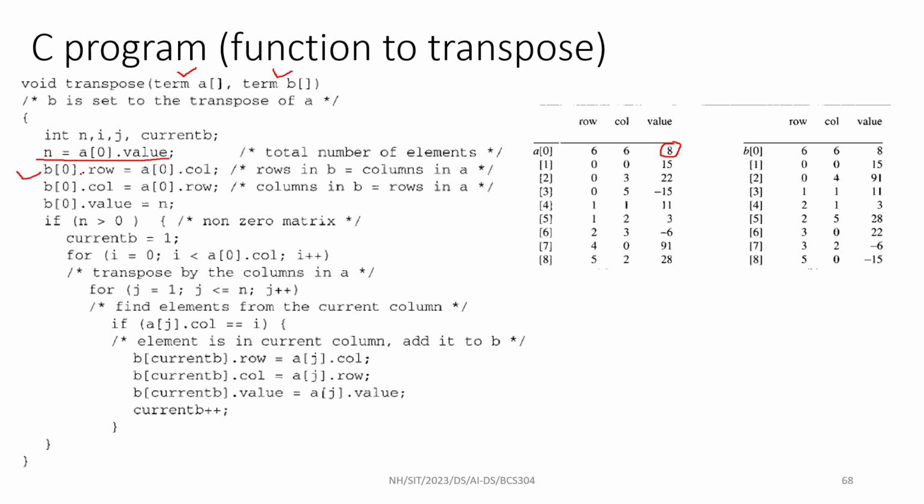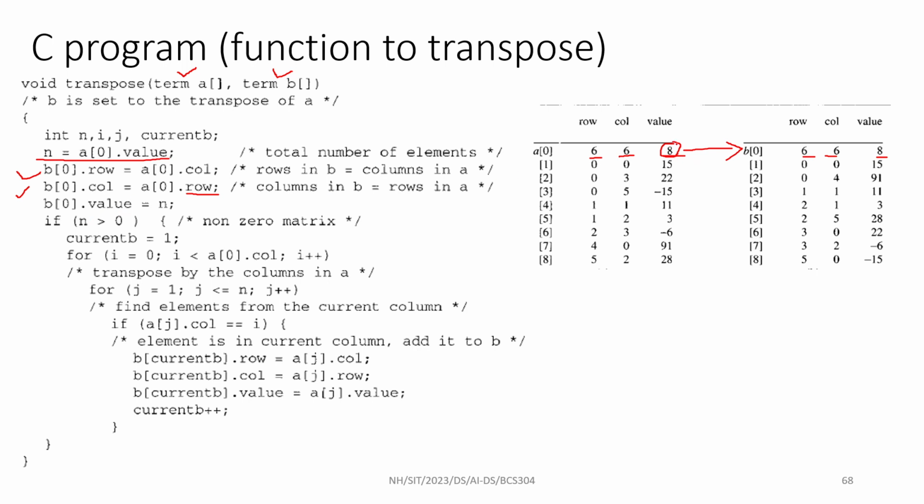Column of A becomes row of B. Row of A becomes column of B. We are going to put these two in the first row itself. In the B of 0 row, we are going to put the column value, the row value, and the value itself. In the transpose matrix, the first entry is over.